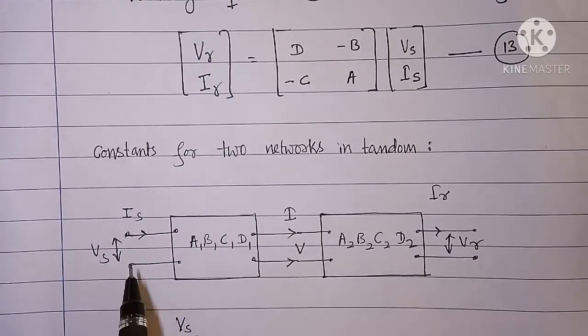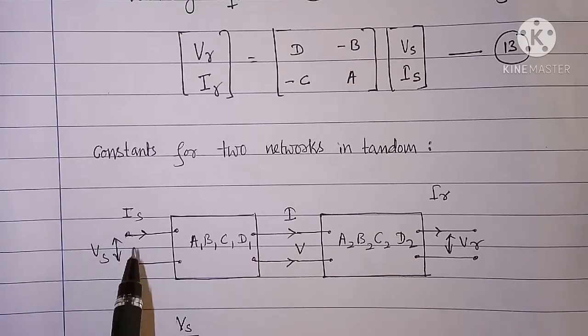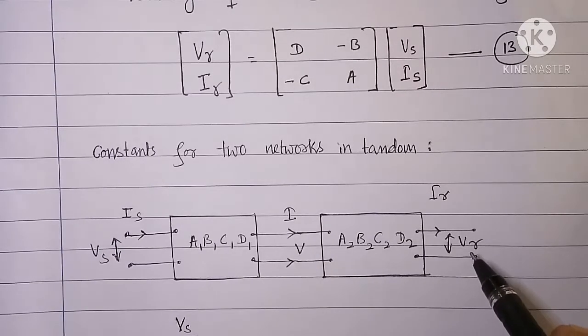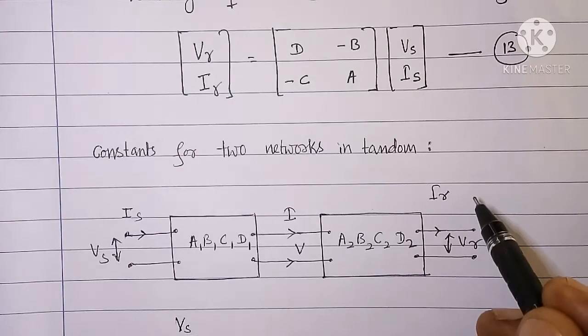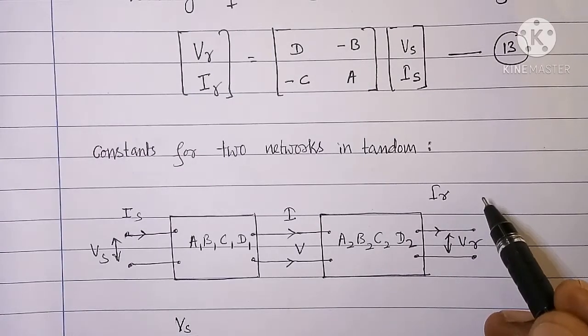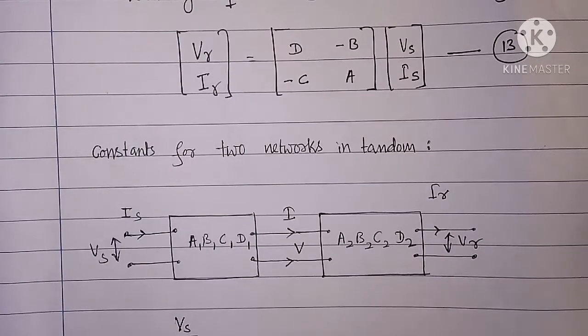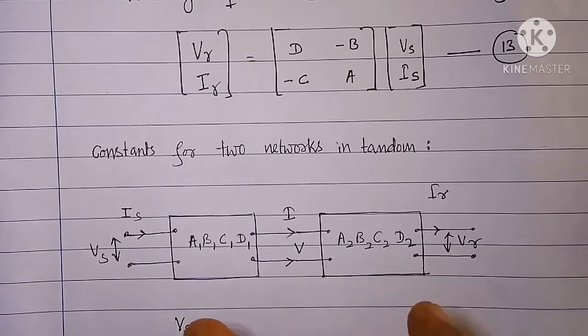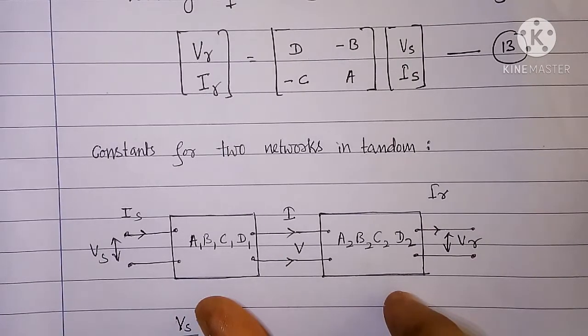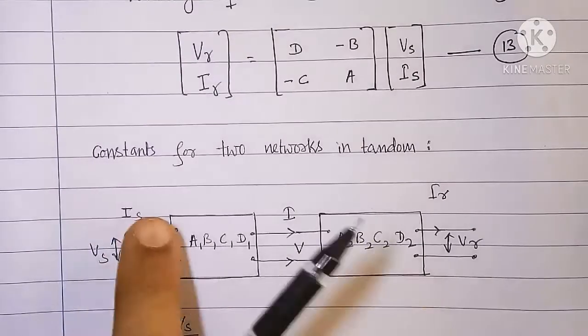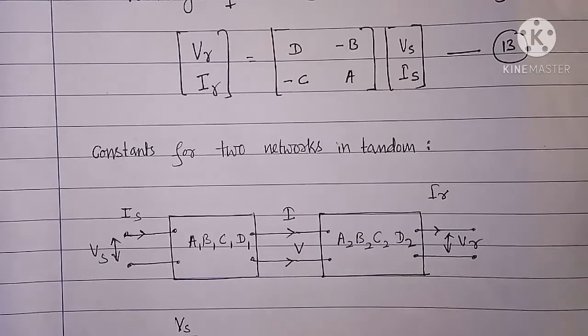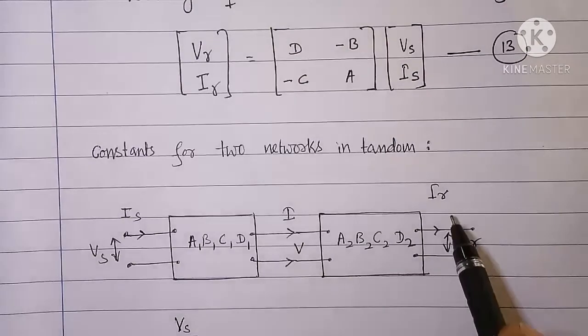For this transmission line, Vs is supply end voltage, Is is supply end current, Vr is receiving end voltage, and Ir is receiving end current. Now we have to write ABCD constants relating Vs and Is and Vr and Ir directly.